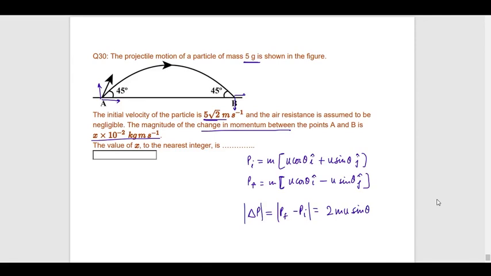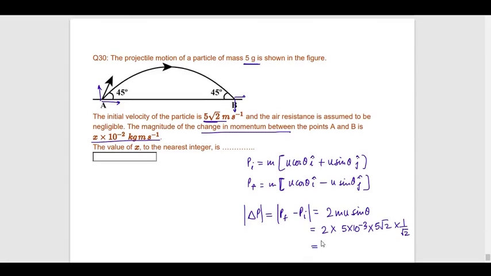So we just now have to put in the values. The mass is 5 grams, which should be converted into kilograms, times u, which is 5 root 2, and sine theta is 1 by root 2. So solving all of this will give us the final answer as 5 times 10 to the power minus 2 kg meter per second. So the answer is 5.